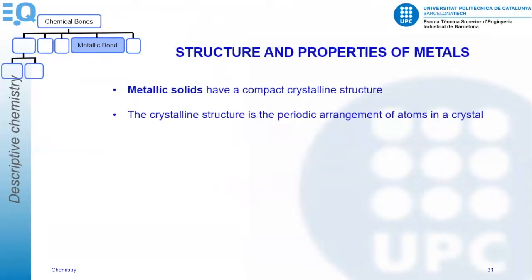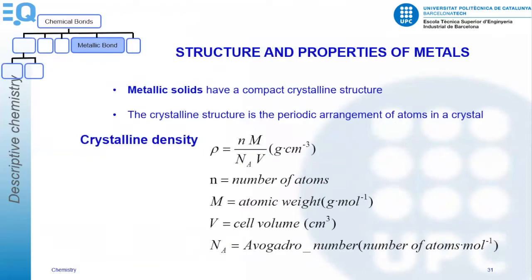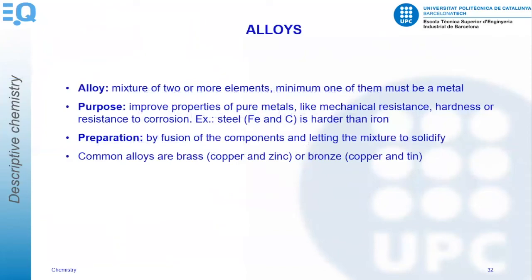So, as said before, metallic solids have a compact crystalline structure. And the crystalline structure is the periodic arrangement of atoms in a crystal, and is as follows in this formula: the crystalline density. The density equals the number of atoms multiplied by the atomic weight divided by the Avogadro number multiplied by the cell's volume.